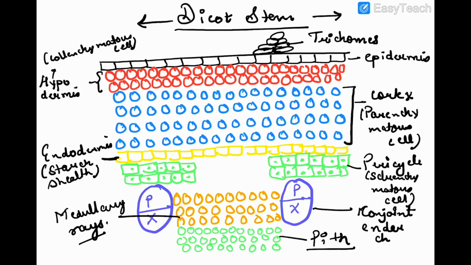The first layer is epidermis, which has projections called trichomes. We have hypodermis, which is collenchymatous. Then we have the cortex, which is parenchymatous. Then we have endodermis, which has starch deposition known as starch sheath. Then we have the pericycle, which is made up of sclerenchymatous cells. Then between the two vascular bundles are the medullary rays, and the last layer is pith. Vascular bundles are conjoint and endarch. Now let us study monocot stem.